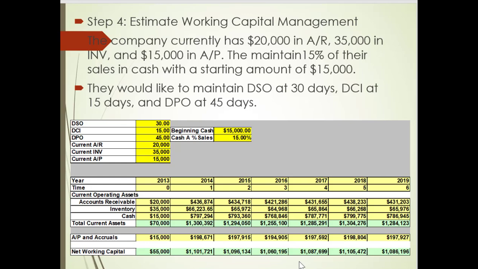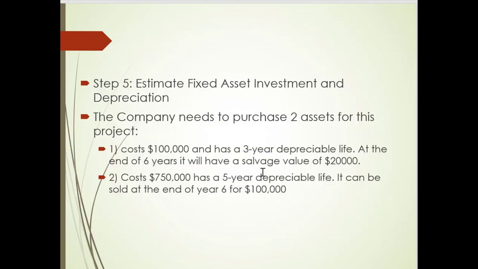So step 4 is calculated as our net working capital that we'll need to run this company for the next 6 years. Step 5. Now we have to look at our fixed asset investment and depreciation. So the cost is $100,000 for one asset, has a 3-year depreciable life. At the end of 6 years, it will be worth $20,000. And likewise, we have a second asset, $750,000. It has a 5-year depreciable life. And at the end of year 6, it can be sold for $100,000.